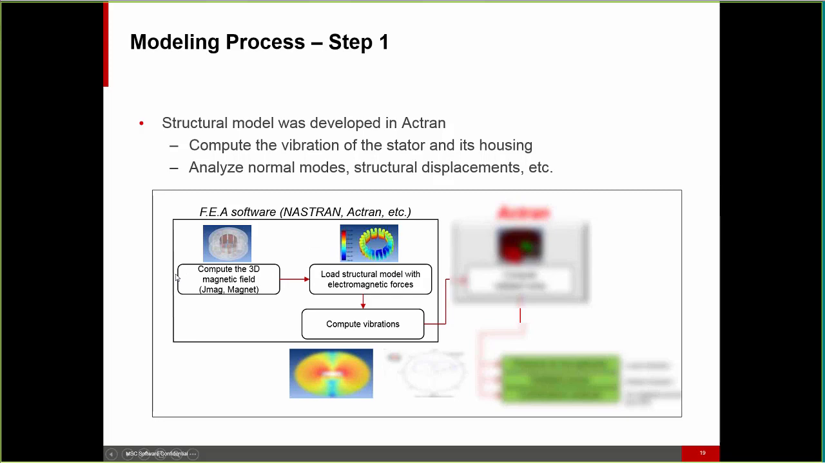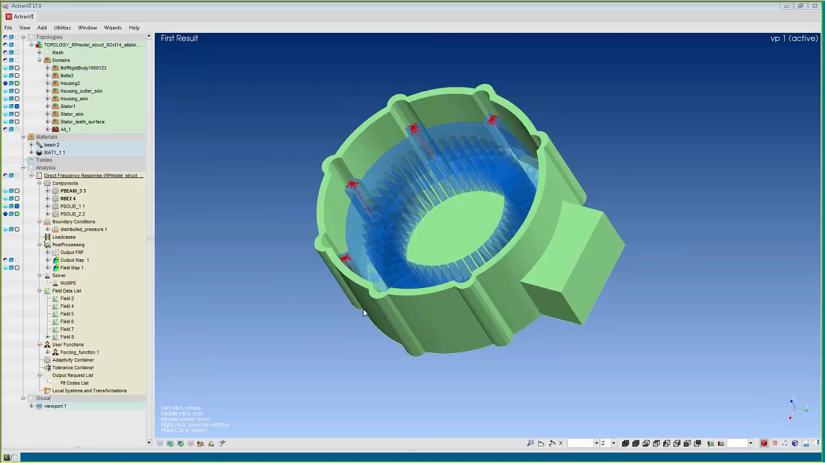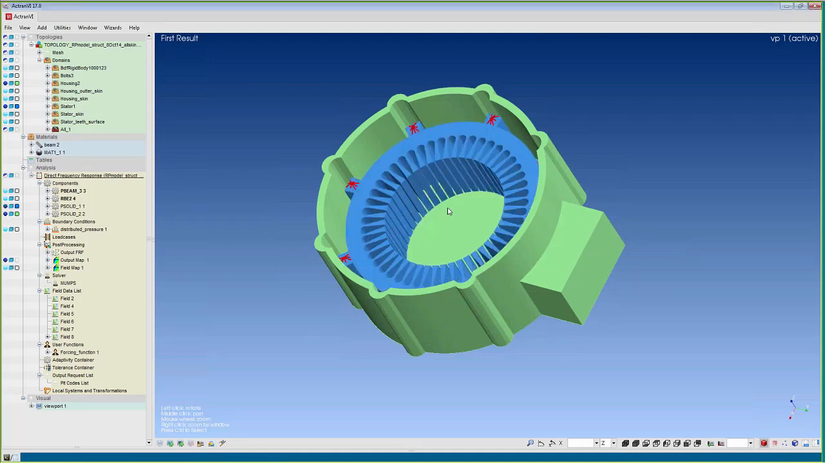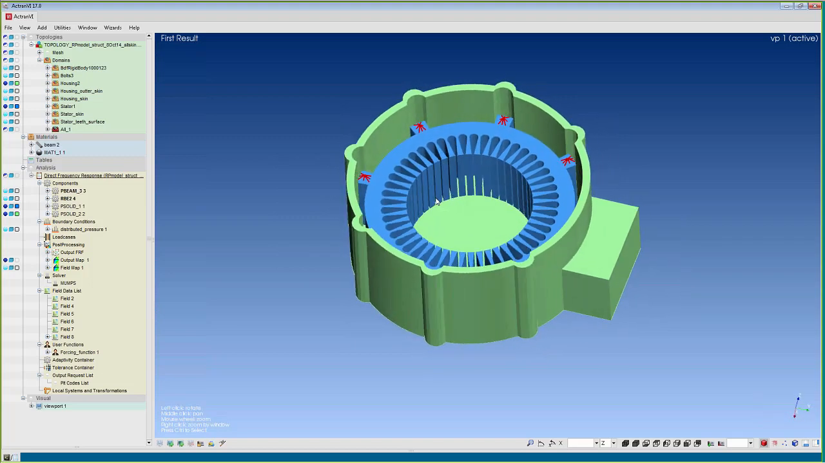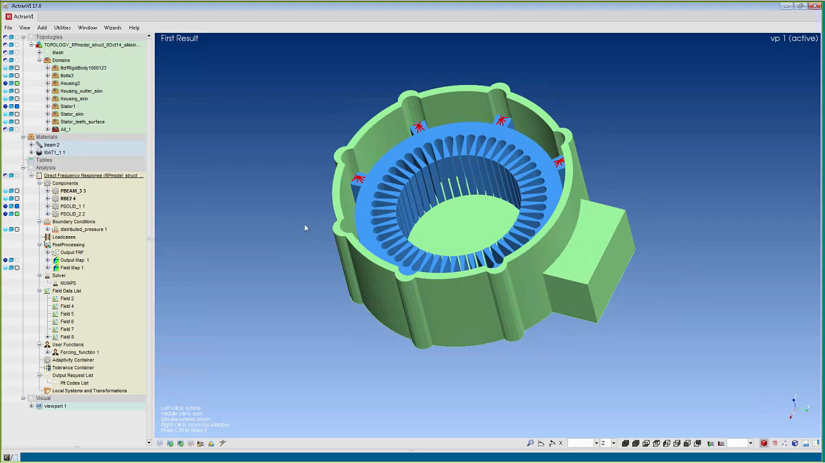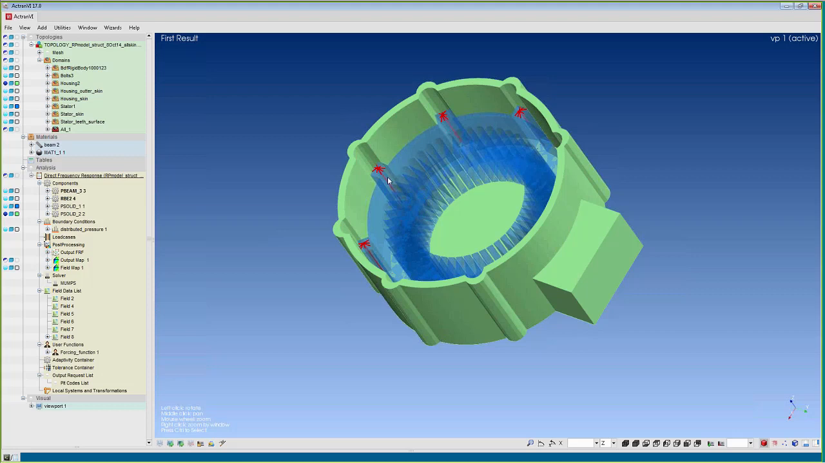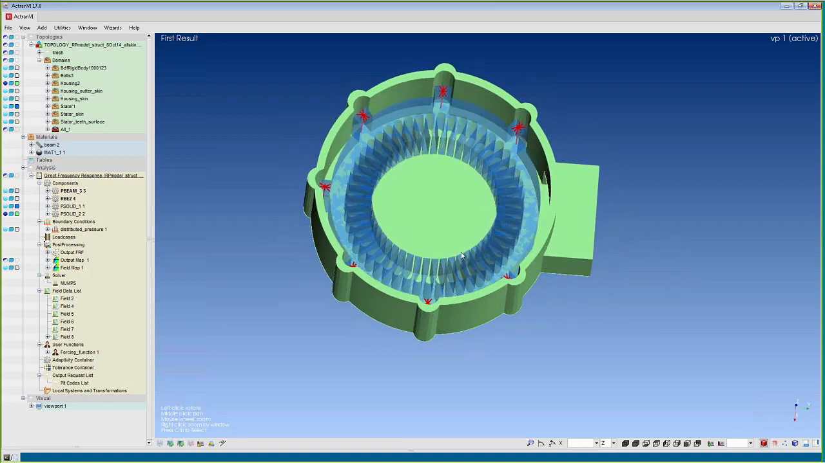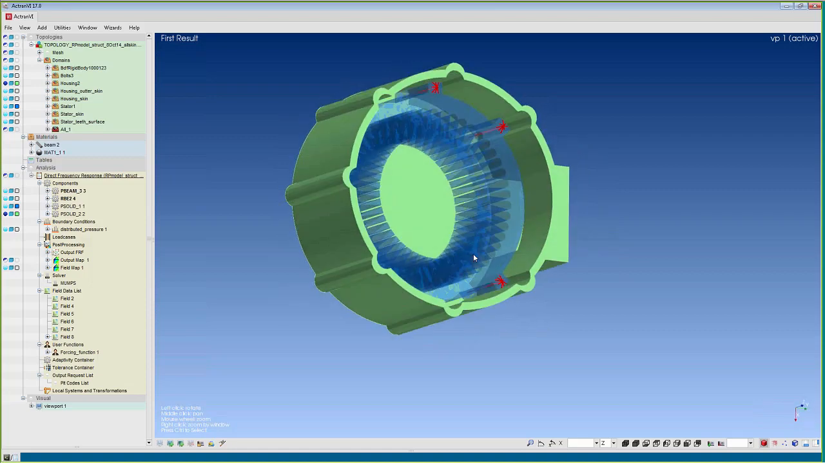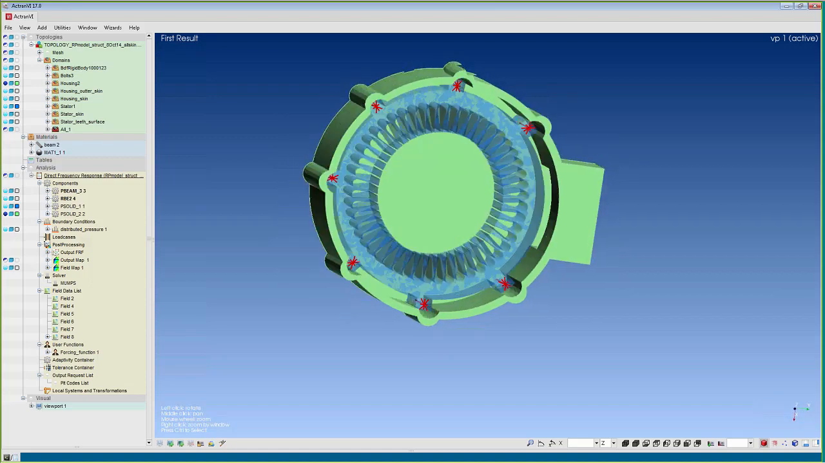Now let's look at the structural model. The blue part that you see right here is the stator, and the green part here is the housing. Both the stator and the housing are modeled as solid. The two parts are connected with beam and rigid body elements. Let me show here. You see these red elements right here. The beams and the rigid body elements represent the bolts that connect the stator to the housing.